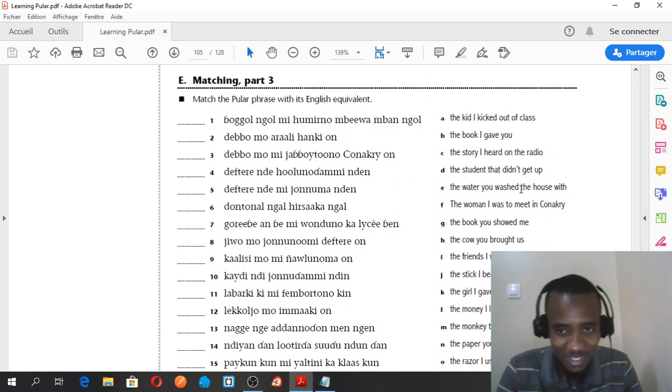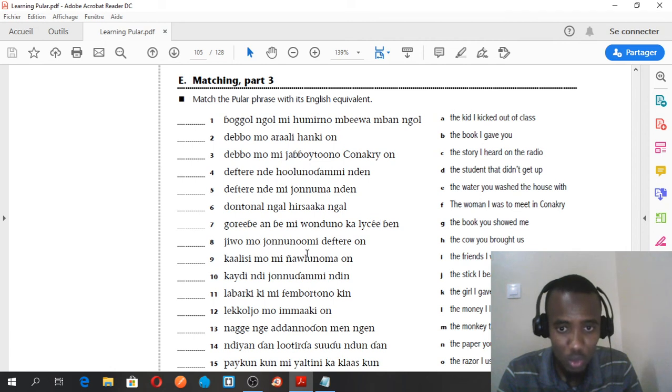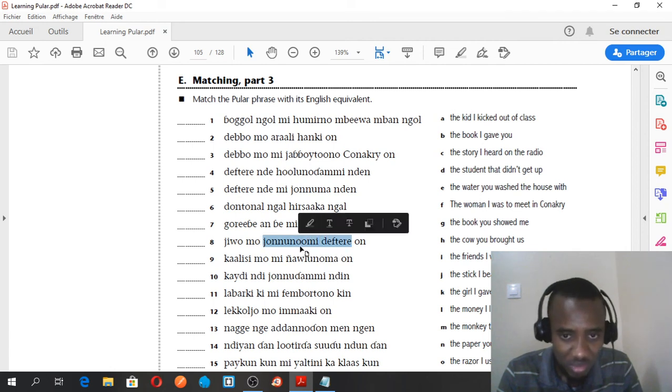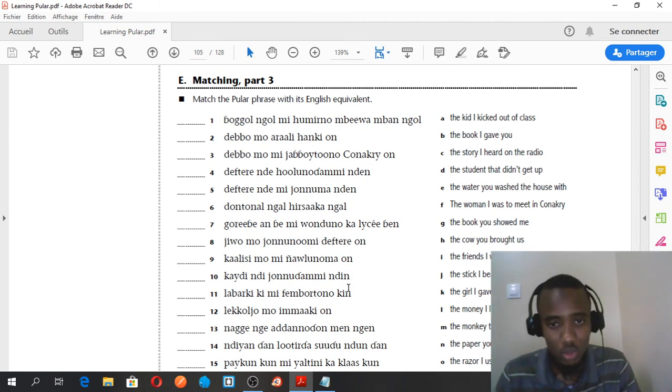Okay, the solutions are here, so it's easy, guys. Gorebe am, but it's excellent for your vocabulary, actually. Gorebe am be mi wonduno ka lycée. Lycée means high school. It's French, take a look at it. Jiwo mo jonnu. Mojunu no mi. Jiwo mojunu no mi deftere. I understand what he said, but it could be said better. Jiwo junu no dolang deftere den.